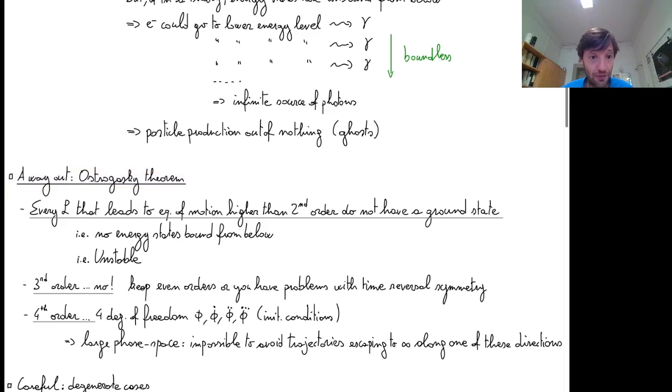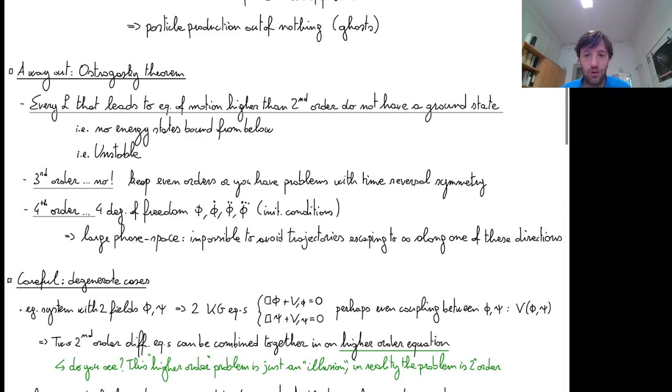Okay, so there is a theorem that tells you that every Lagrangian that leads to an equation of motion higher than second order does not have a ground state. So if you have a Lagrangian that leads you to an equation of motion which is higher than second order, there is no such ground state, and therefore ghosts might arise. Okay, your theory is a bad theory.